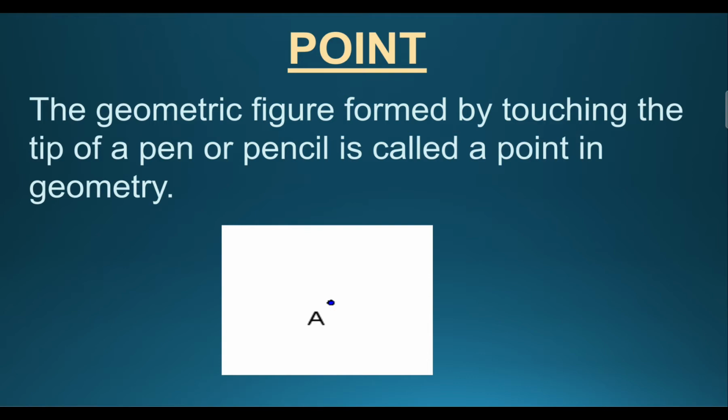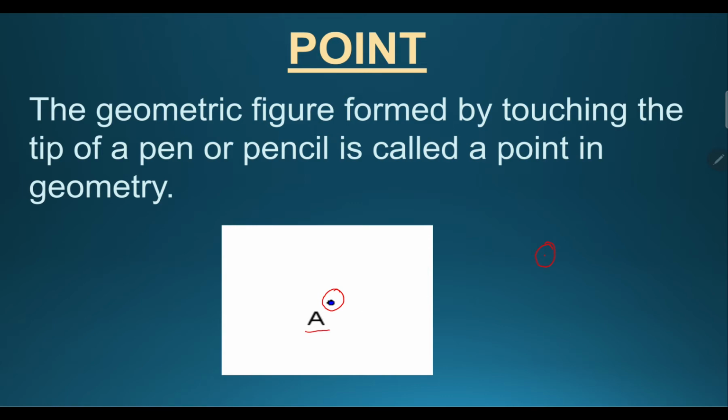What is a point? The geometric figure formed by touching the tip of a pen or pencil is called a point in geometry. Suppose I am touching the screen with my pen and I get one dot on the screen. This dot represents a point. Again, there is one blue color dot on the screen. This is also a point.